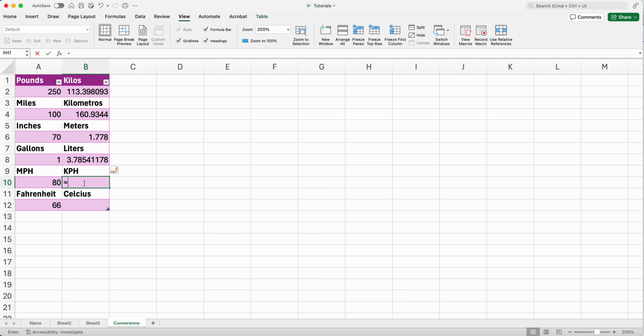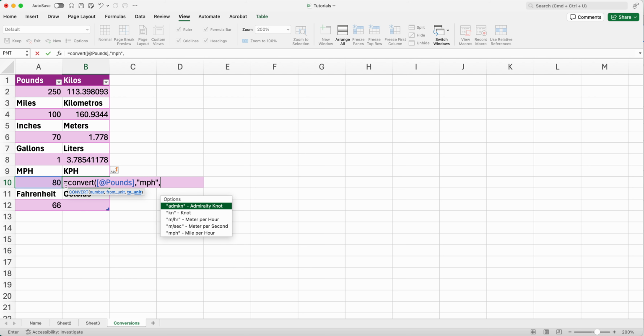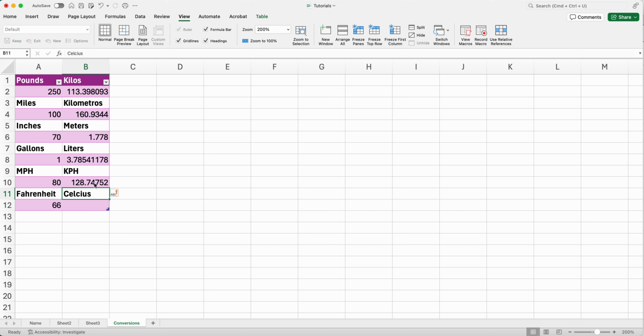All right, miles per hour to kilometers per hour. Here we go. Equals, convert, parentheses, choose the number right there, comma, the from unit is mph, quotation, comma, and the to unit is quotation km slash hr for hour, quotation, parentheses, enter. There you have it. 80 miles per hour is 128.74752 kilometers per hour.